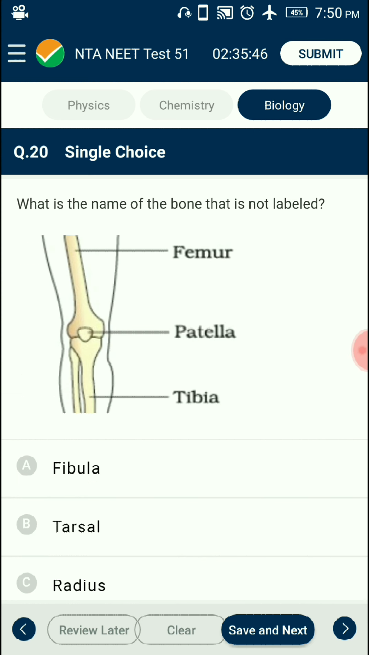Question number 20. What is the name of the bone that is not labeled? Tibia and fibula are part of the long bone found in the lower leg of the body. They connect the knee joint and ankle joint. The fibula is also called the calf bone, which is smaller of the two. It is connected to the tibia at the knee joint but excluded from the joint. It is part of the ankle joint projecting below the tibia at the joint. So the answer for this question is option A, fibula, the name of the bone that is not labeled here.